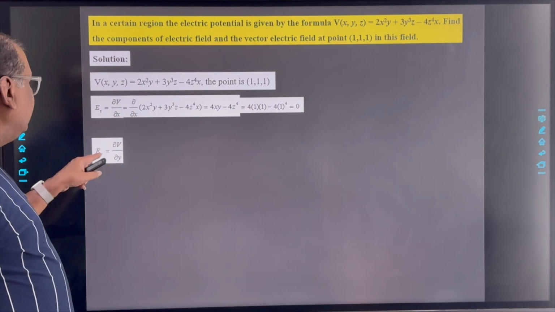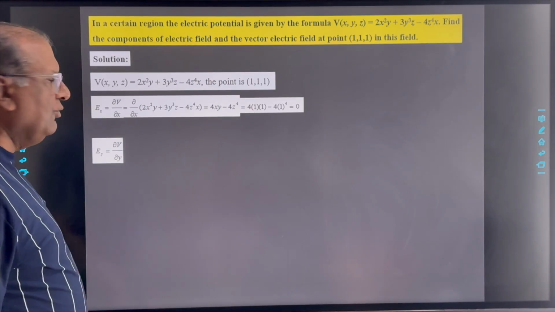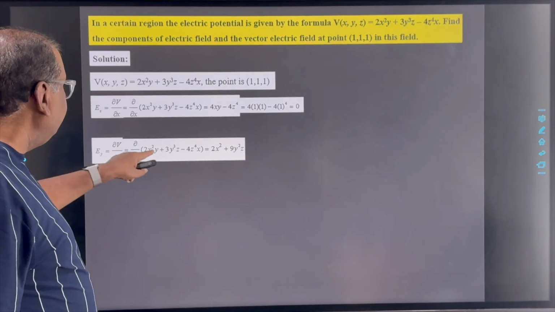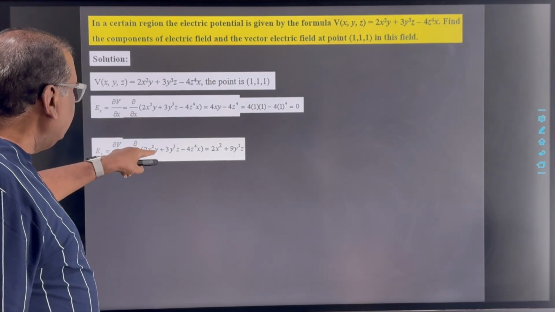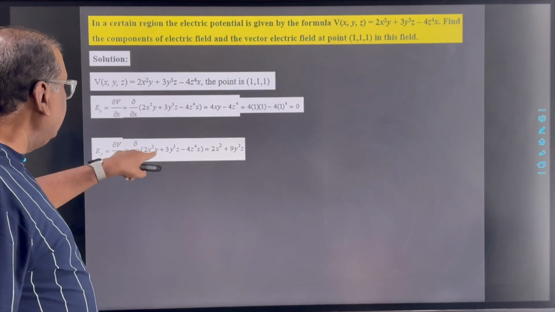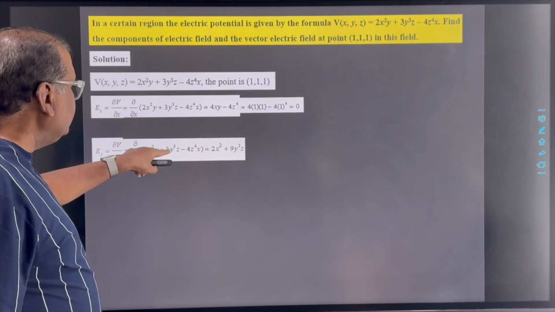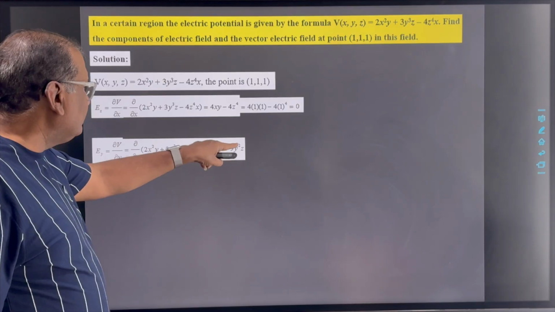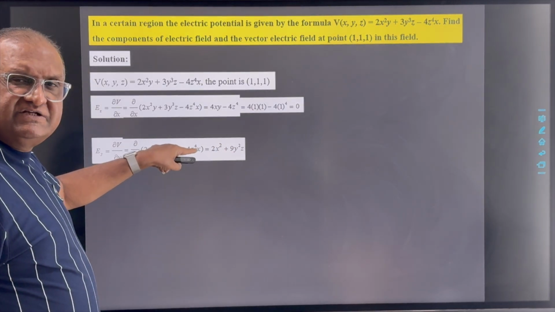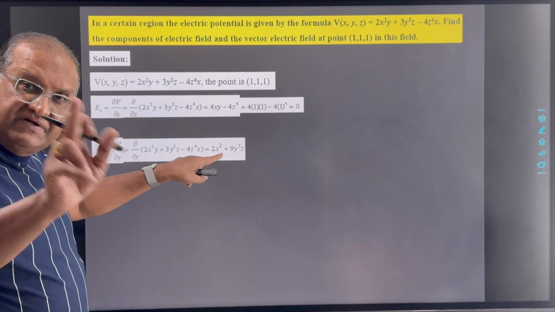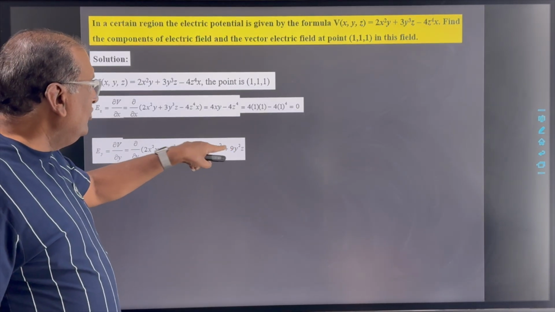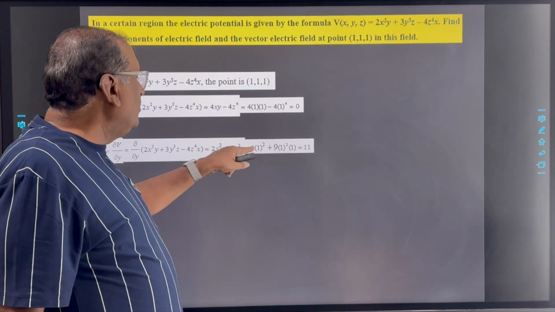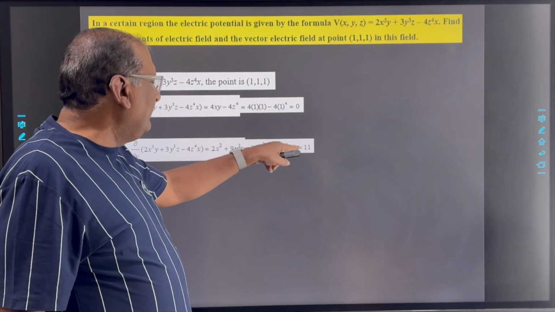Then Ey is equal to minus del V by del y. Differentiate with respect to y. So now substitute the value of V. Differentiation of the first term: here differentiation of y is 1, so the first term is 2x square. Differentiation of y cube is 3y square, so 3 into 3 is 9, 9y square z. Here in the last term there is no y, so it will be treated as a constant term and its differentiation is 0. Now substitute here the values of x, y, z, the coordinates 1, 1, 1. So you will get 2 into 1 square plus 9 into 1 square into 1, equal to 11.